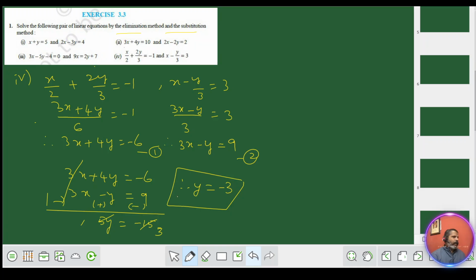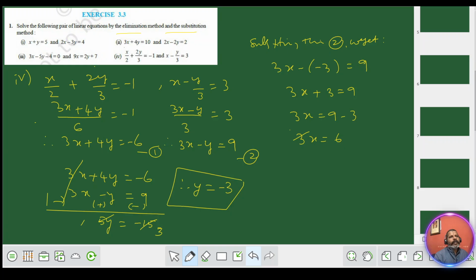Then you substitute this in either 1 or 2. I'll substitute in the second one. Substituting this in 2, what do we get? 3x minus y, y is minus 3, equals 9. So 3x plus 3 equals 9. 3x is equal to 9 minus 3. 3x is equal to 6. 3 ones are 3, 3 twos are 6. Therefore, x is equal to 2. Just bracket that answer.